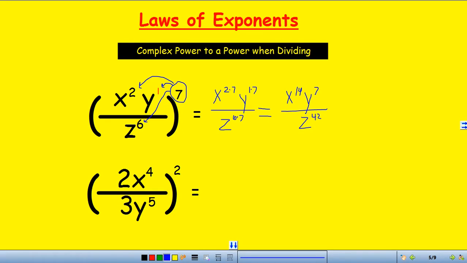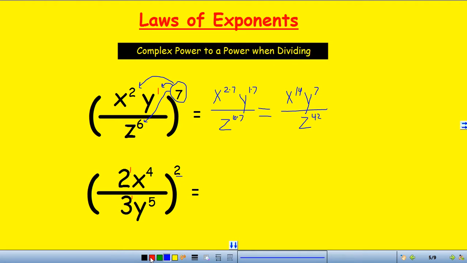Let's look at the second problem. Here we have 2 times x to the power of 4 divided by 3 times y to the power of 5. And all of this is raised to the power of 2. As we stated before, when you do not see an exponent, it is automatically a 1. So since we do not see an exponent here, this would be 2 to the power of 1 times x to the power of 4 divided by 3 to the power of 1 times y to the power of 5.